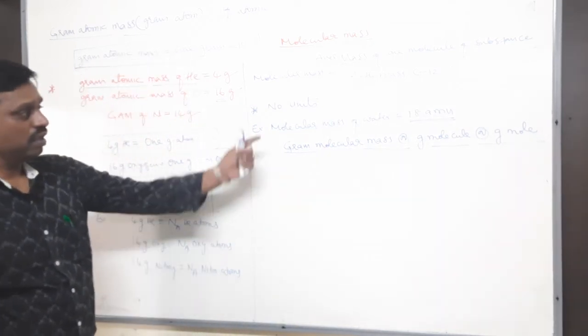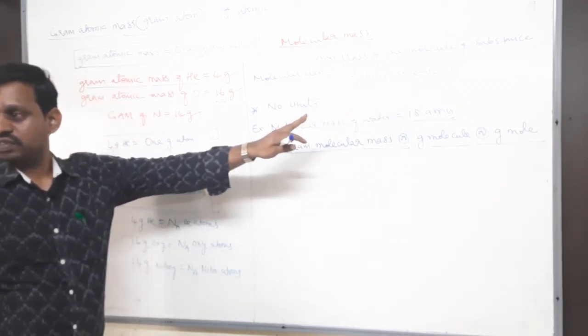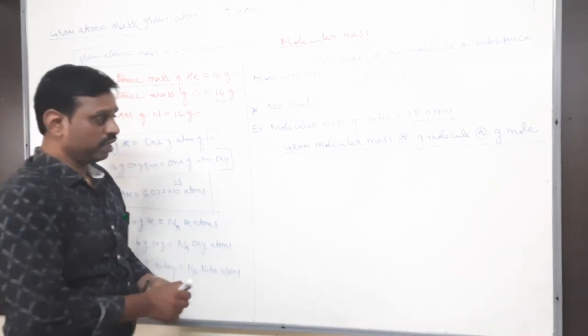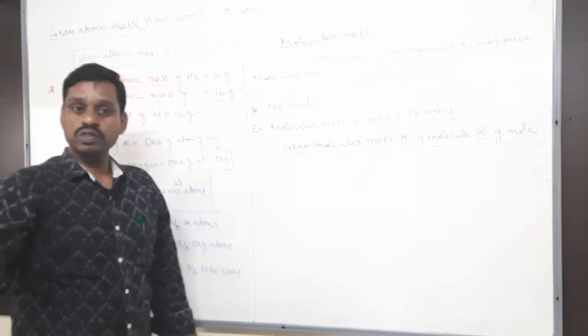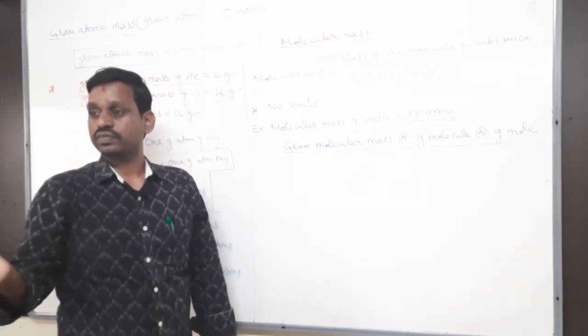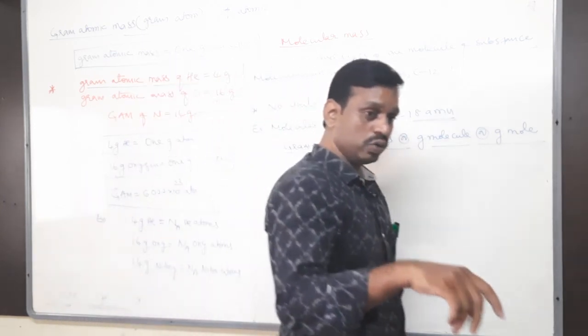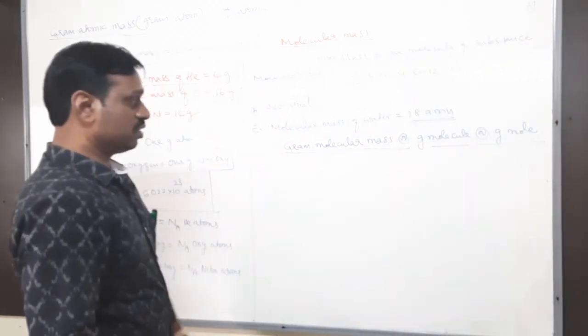For example, the molecular mass of water is 18. What is its gram molecular mass? 18 grams. What is the molecular mass of oxygen? O2, 32. So the molecular mass of oxygen is 32. Therefore, its gram molecular mass is 32 grams. Right?